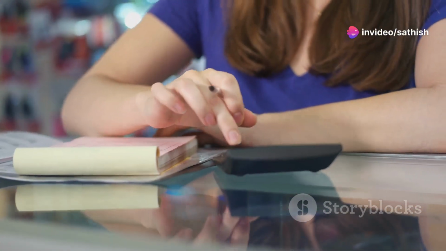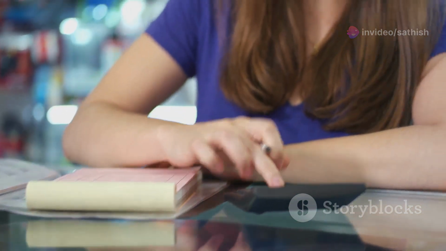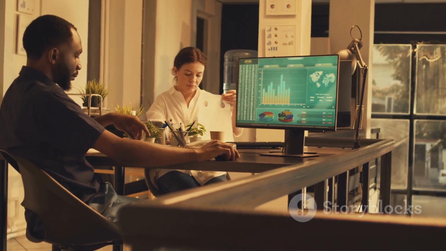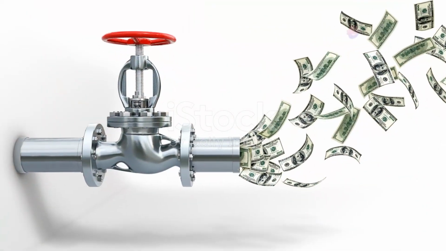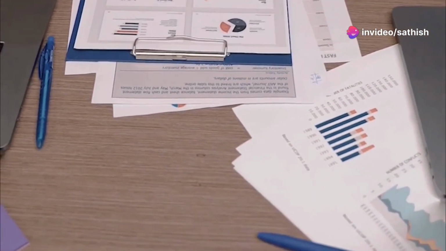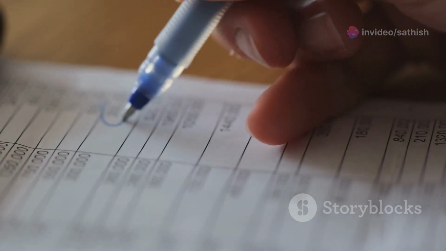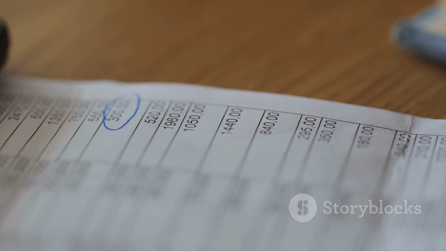Accounts receivable is the money owed to your business for goods or services already delivered or used but not yet paid for by customers. It's the income you're waiting to receive. Think of it as money in the pipeline. Accounts receivable is a critical part of a company's cash flow. It directly impacts a company's financial health and ability to meet its short-term obligations.